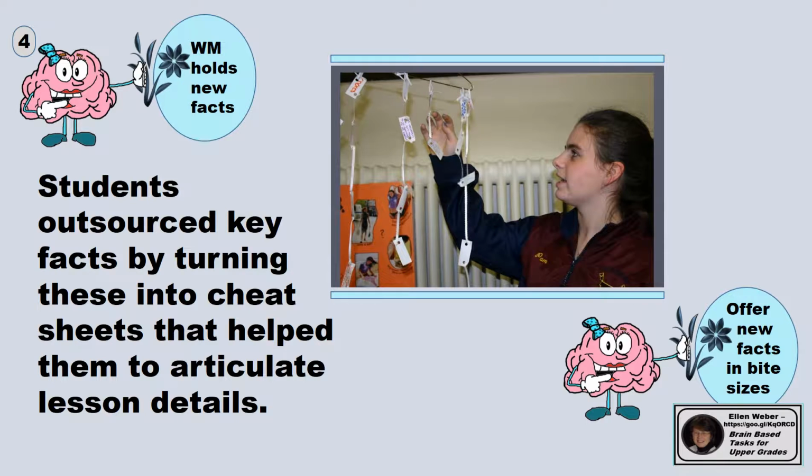Next, WM is short for working memory, or the brain's ability to hold a few new facts only, like a sticky note in front of the brain, while you use these facts to solve problems. So offer new facts in bite-sized pieces. The students outsource, for example, key or difficult facts by turning these into cheat sheets or even hanging reminders that helped them to articulate them into further lesson details because they were remembering trigger facts.